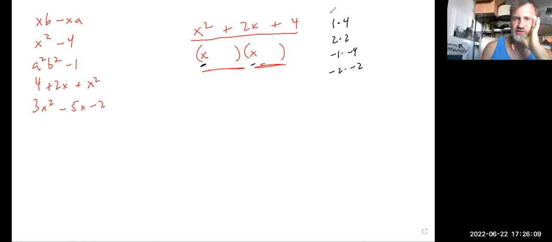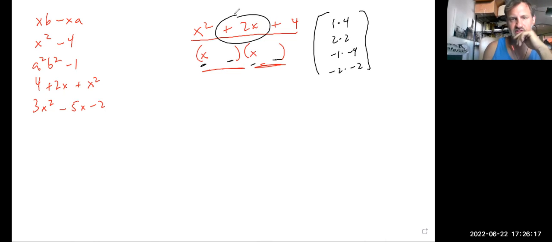And now I'm starting to think about how I am going to put these numbers in place here and here, so that when I get those middle terms, I'm going to end up with plus 2x. And the answer is that I can't. There's no combination of these that's going to make me have 2x in the middle.